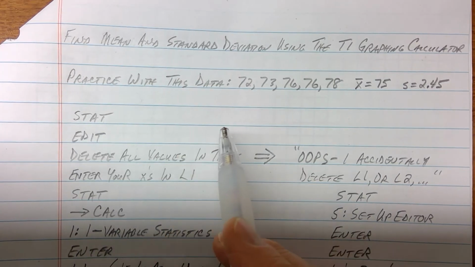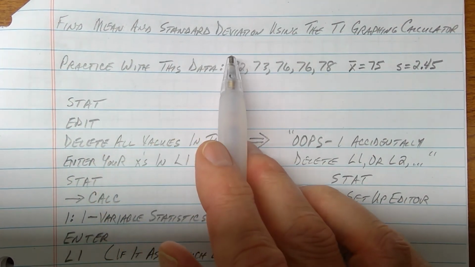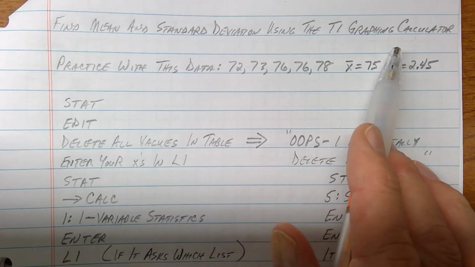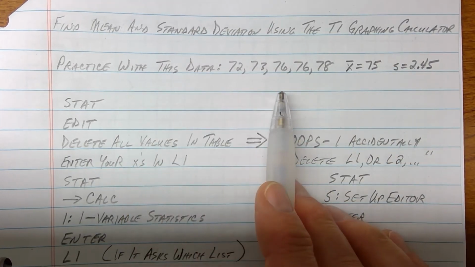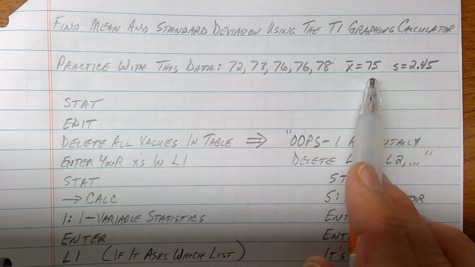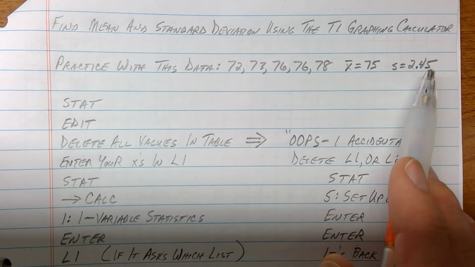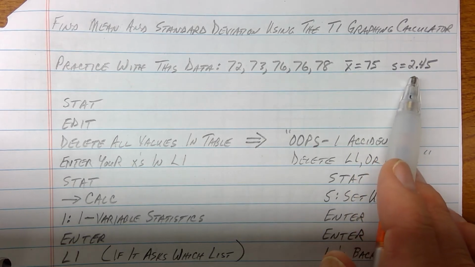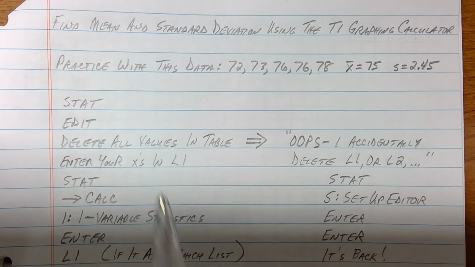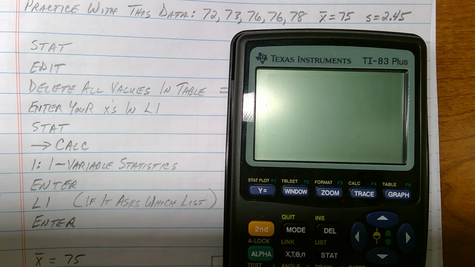All right, I'm going to show you the third method, which is simply using the graphing calculator. So let's find the mean and standard deviation using the TI graphing calculator. And we're going to practice with the same data. This is the same basketball team, same 5 guys. The average is still 75. Standard deviation is 2.45. So we calculated the standard deviation 2 different ways by hand. And here's how you do it on the graphing calculator.